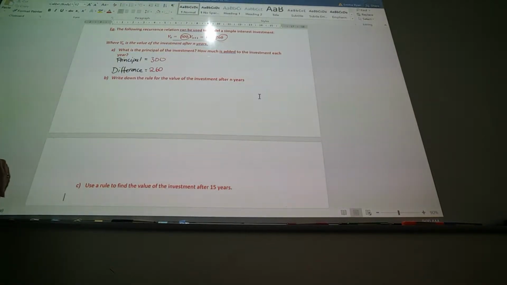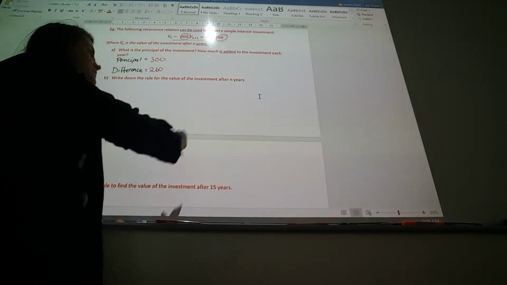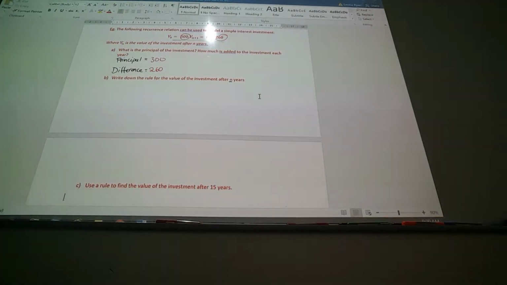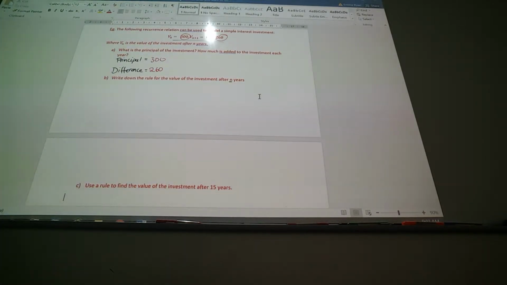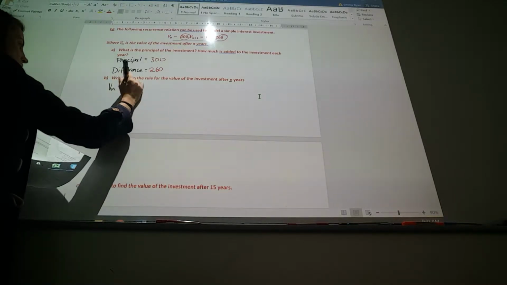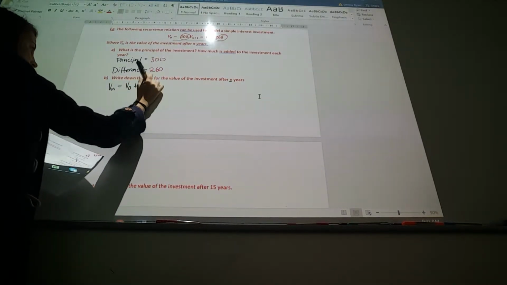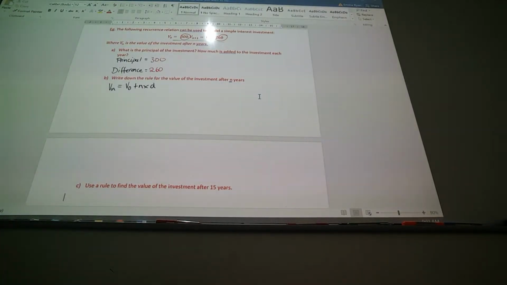Okay, so write down the rule for the value of the investment after n years. This is the question that I was talking about in terms of n. So we first need to decide, are we going up or are we going down? We're going up because this has got a plus. So we know we need to use the formula from our simple interest investments and loans. This isn't given to us as a rate. This is telling us what we're going up by. It gives us a number. So we're not going to use the interest rate formula. We're just going to use the first formula we've got there. So this is Vn equals V0 plus n times D.